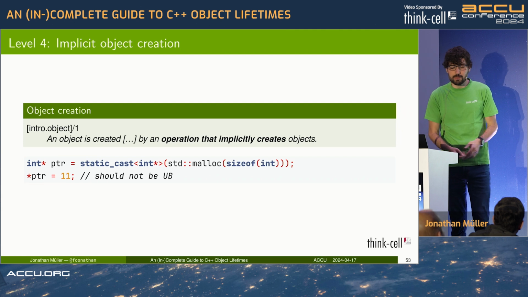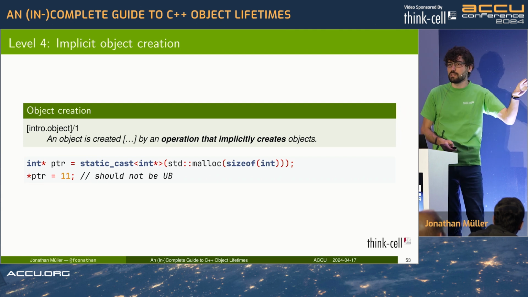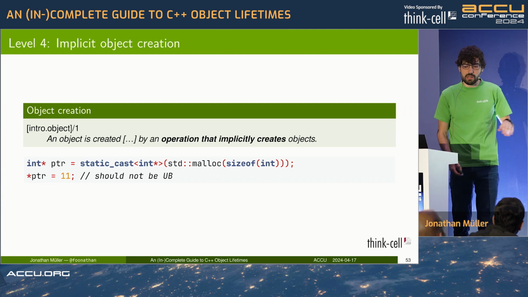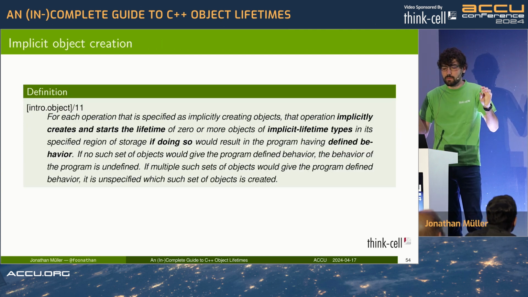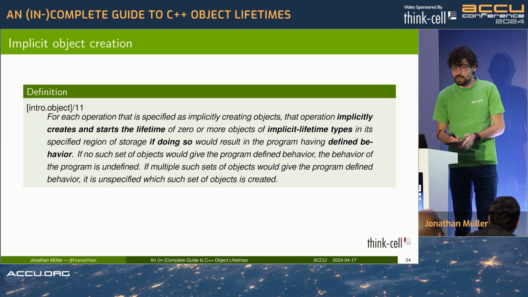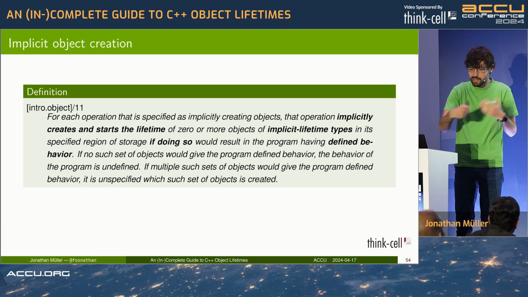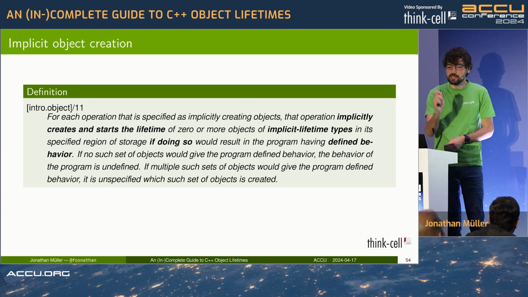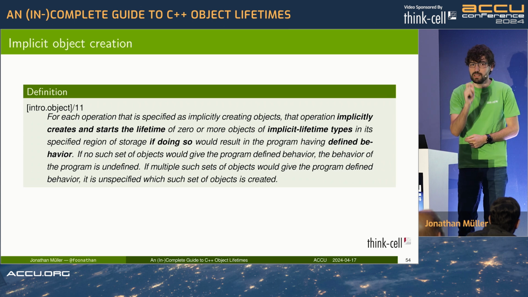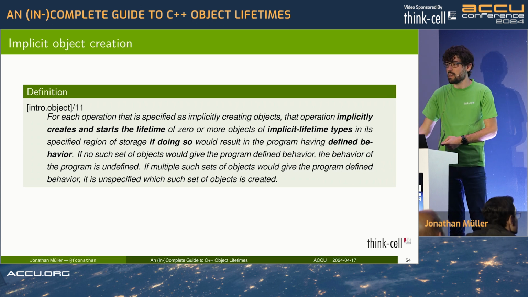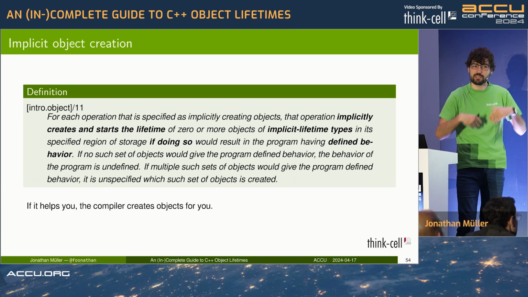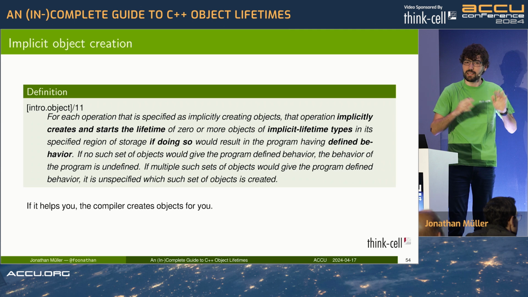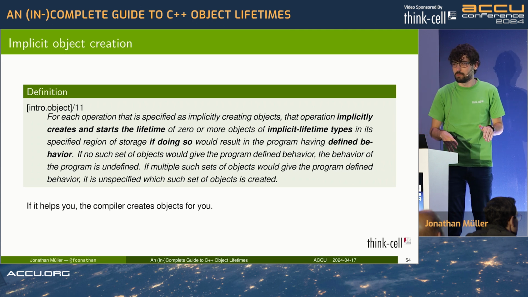This got fixed by saying, okay, some operations implicitly create objects. And spoiler alert, malloc is one of them. So for those operations, the compiler is doing something unique. When you've got implicit lifetime types, like int, the compiler will implicitly create and start the lifetime of objects if doing so would prevent undefined behavior, which is pretty nice. So if it helps you to prevent undefined behavior, the compiler will just jump in and catch you and say, you're about to do undefined behavior, let me fix that for you.